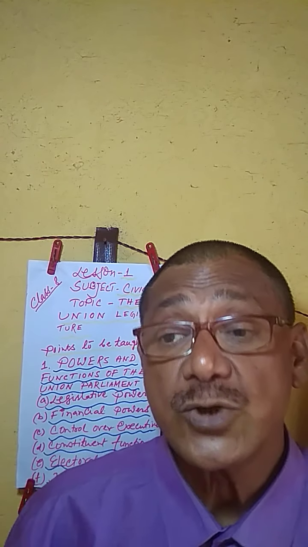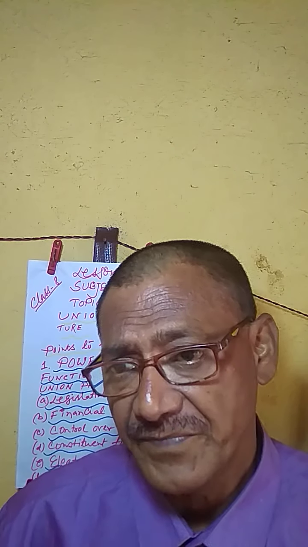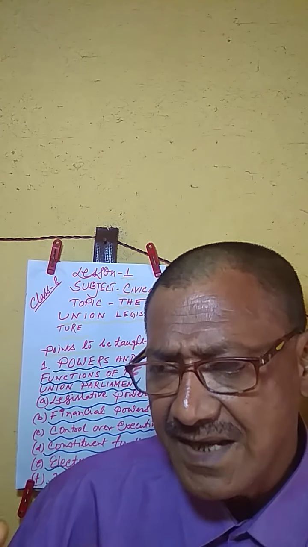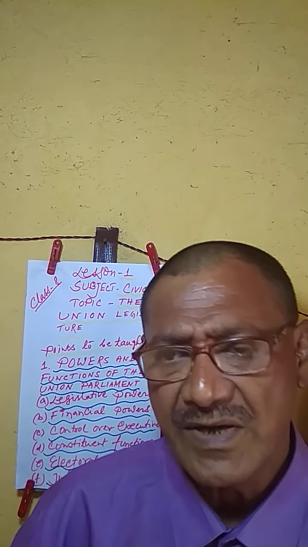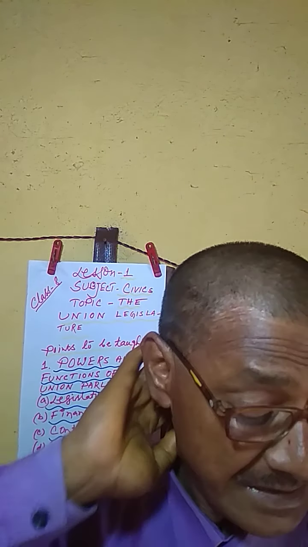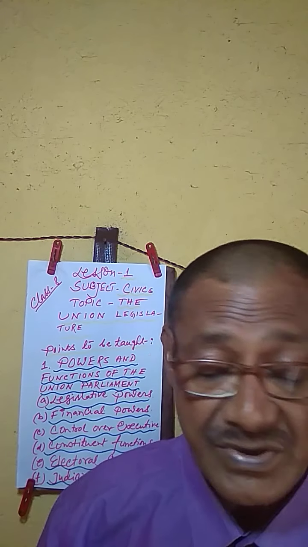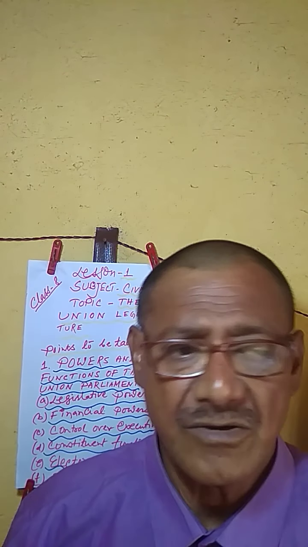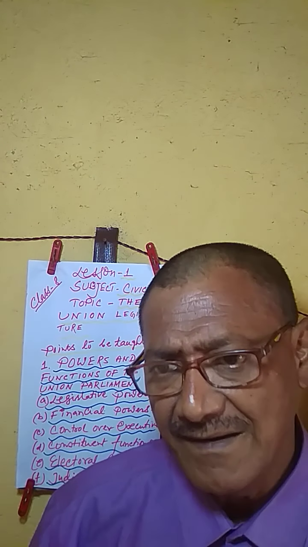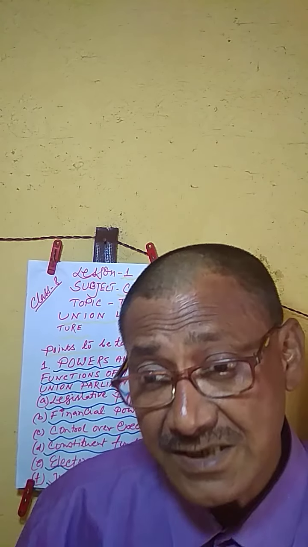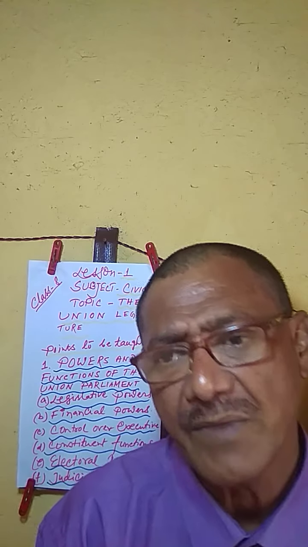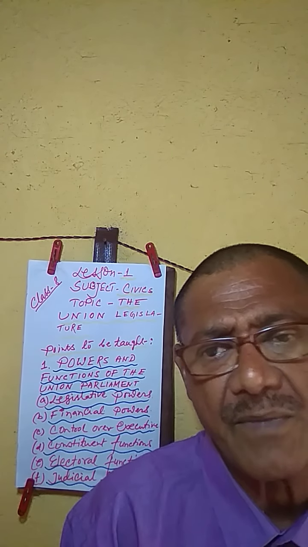The Parliament has the residuary power to make laws. On a subject which is neither in the Union list, nor in the state list, nor in the concurrent list, the Parliament can make law. And this process of making law is known as the residuary power of the Parliament. So this is the legislative power of the Parliament.